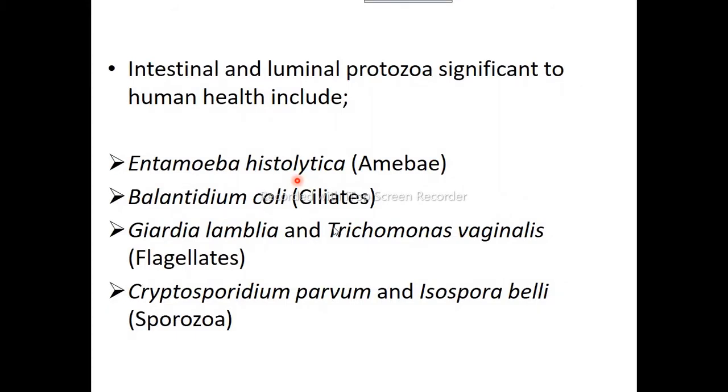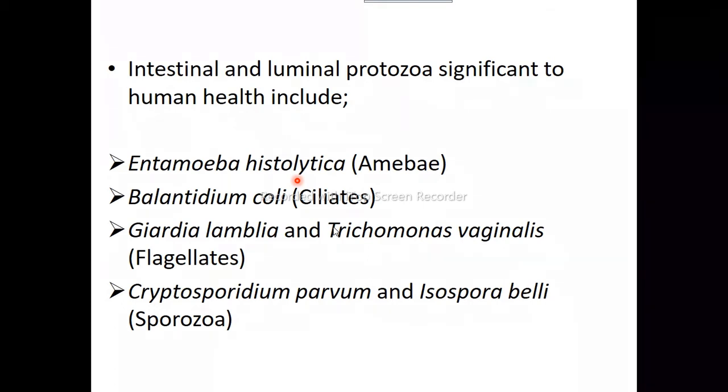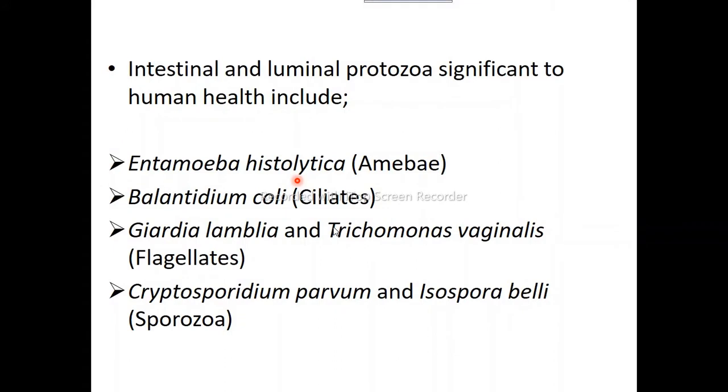Intestinal and luminal protozoa significant to human health include Entamoeba. Entamoeba histolytica is the most pathogenic amoeba. Balantidium coli also is somehow pathogenic, but not a serious pathogen. Giardia lamblia and Trichomonas vaginalis are flagellates. Giardia can cause diarrhea, as Entamoeba and Balantidium also cause diarrhea. Trichomonas vaginalis is a sexually transmitted disease that colonizes the vagina. They are flagellates.